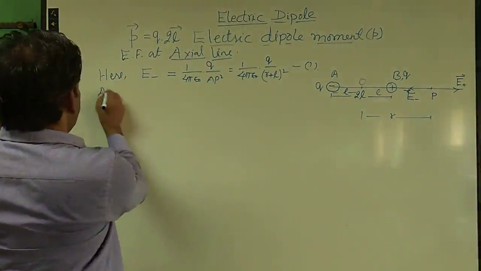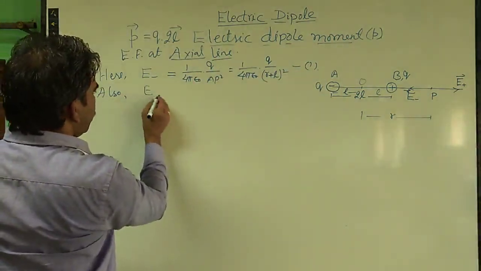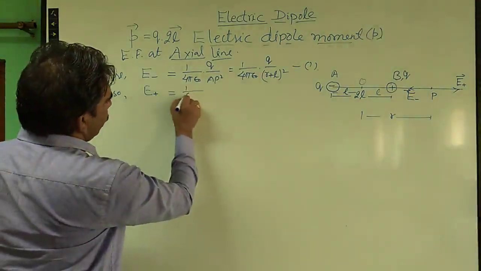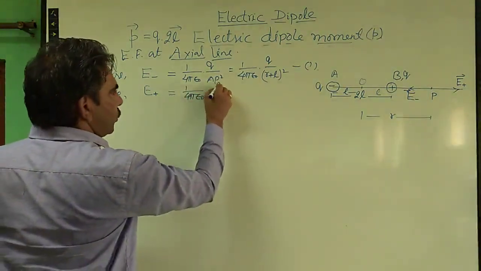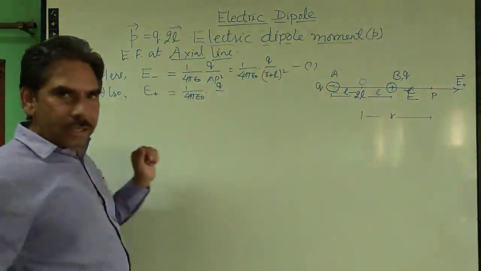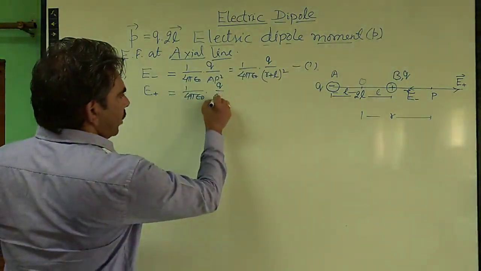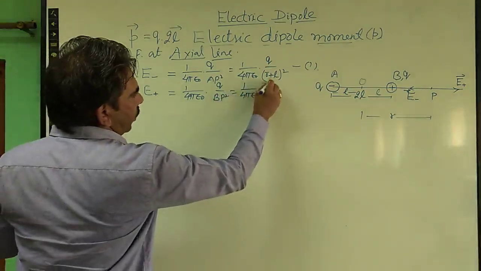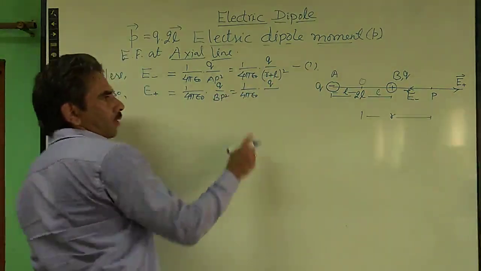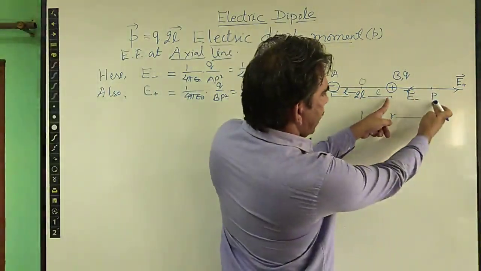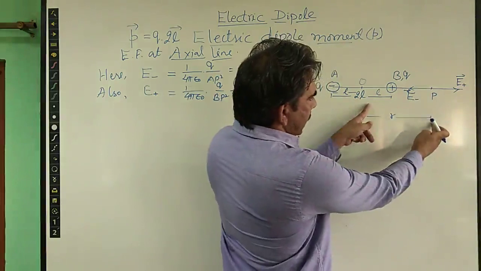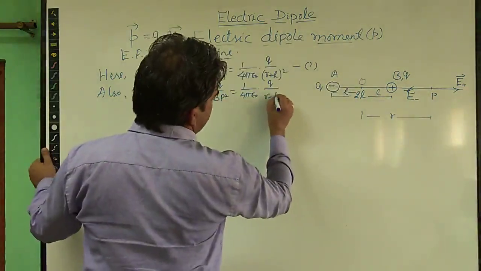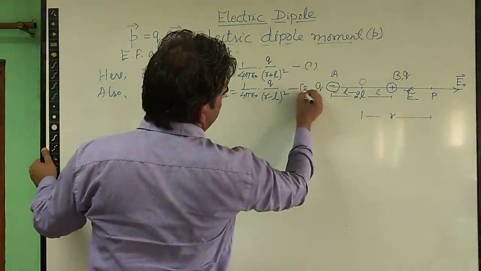And also the electric field due to the other charge, which is the positive one, I am representing it with E positive. This is equal to 1 upon 4 pi epsilon naught into Q, because charge is the same, upon BP square, which is equal to 1 upon 4 pi epsilon naught into Q upon, what is the distance between B and P? This is equal to R minus L. So it is R minus L to the whole square. This is equation number 2.